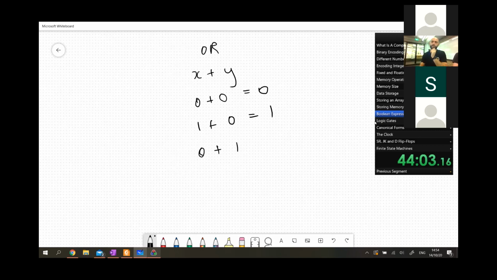0 plus 1 is equal to 1. About 1 plus 1, we think it equals 2, but it sort of just caps out at 1. It can't go any higher than 1. All right, so it's 1.